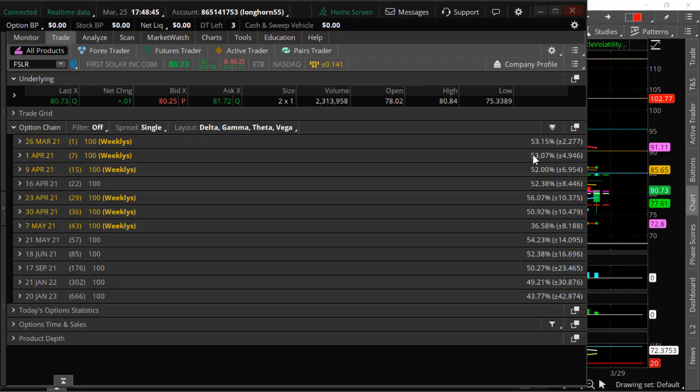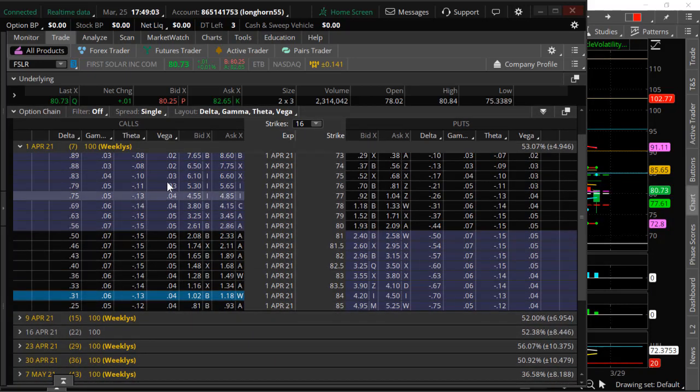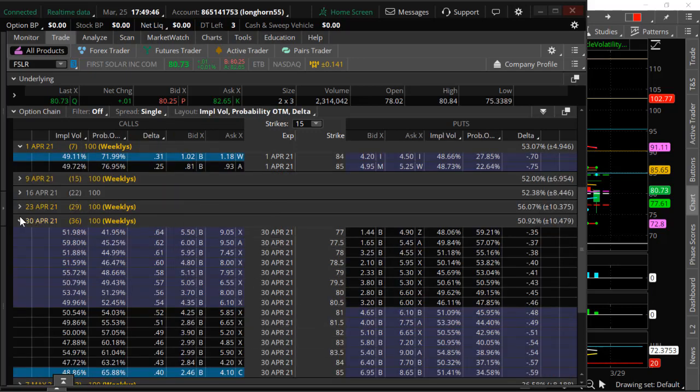The calendar spread might be a good one for this, because if we look at the April 1 series, I'm looking at a target of potentially 85 to the upside, 84, 85 right in here. This is a kind of resistance area. Let me put on implied volatility. First off, look down here at this 30 April series, 36 days out. What you would want to do is look to go long this series.